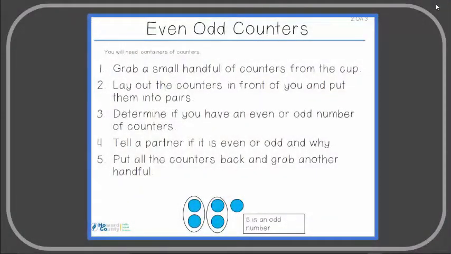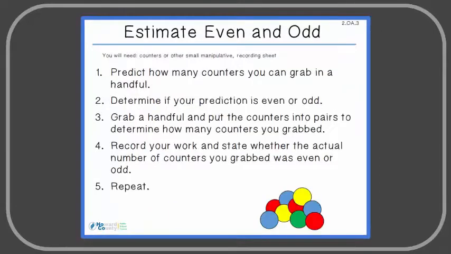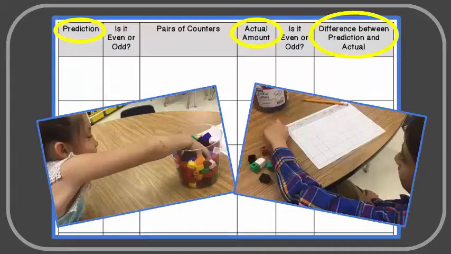There are many hands-on games and tasks that can be incorporated into the classroom. In even odd counters, students grab a handful of counters and make pairs to determine if the quantity is even or odd. They then explain to their partner how they know. In a similar task, students estimate how many counters they think they can grab before making pairs. They then find the difference between their prediction and the actual amount.